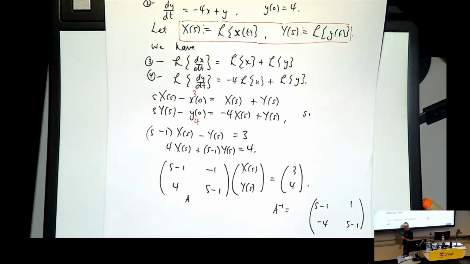So how do we calculate a determinant again? 2x2 determinant. Yes, come on. S minus 1 squared plus 4. Yep, exactly. So with a determinant, you're working diagonally, yeah? So the determinant of this matrix is that times that minus that times that, okay?